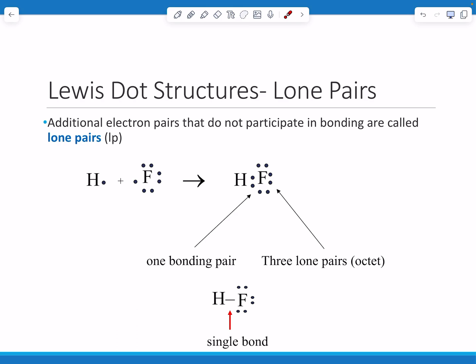But what's important to know is that some electrons will be involved in bonding, and some electrons will not be part of a bond. They'll still be there, but we'll call them lone pairs. So here we have a molecule formed between hydrogen and fluorine, so hydrogen fluoride.